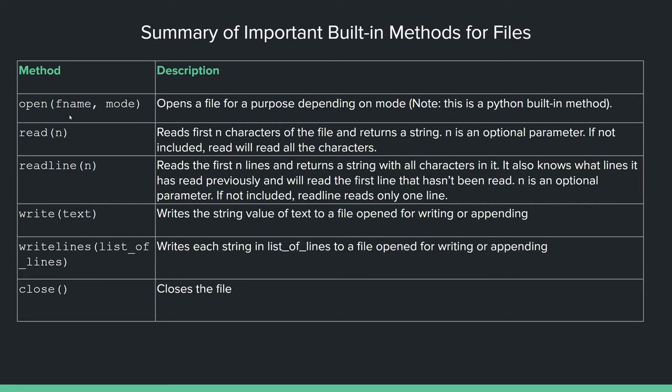For files, we can open a file name with a mode. We can read n characters of a file, or if n is not included, we'll read all the characters. For read line, if n is included, we'll read the first n lines of the file. If it is not included, then it'll read just one line. The write just writes a string to the file. Write lines will write the list of lines in the order of the list.